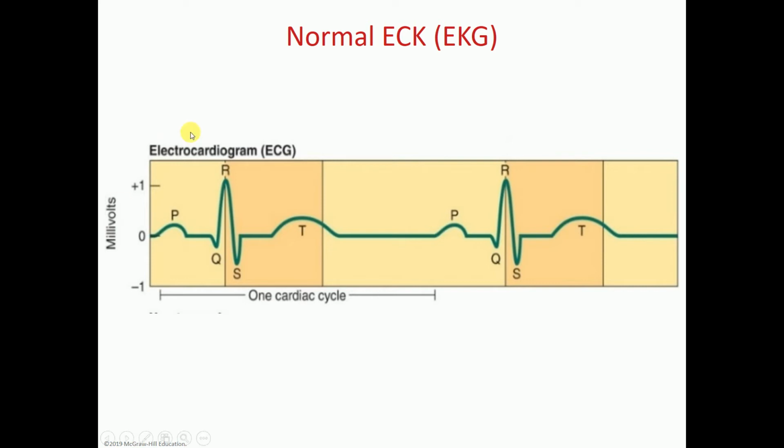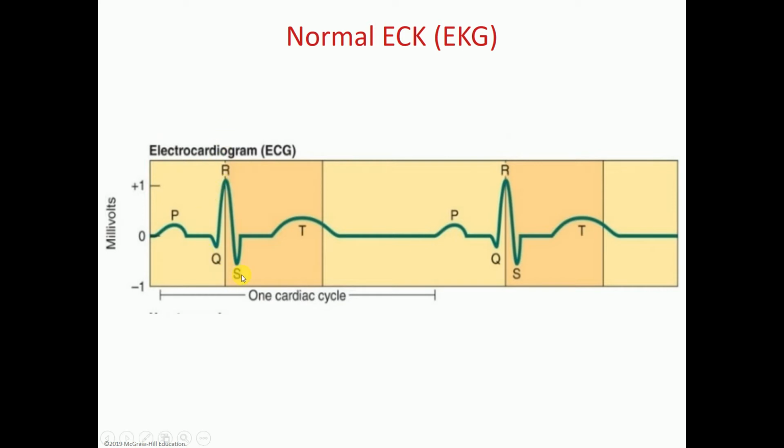So again, the P wave, that represents the depolarization of the atria, both atria, which means that the atria is about to contract. So your P wave represents atrial depolarization and atrial contraction, or systole.